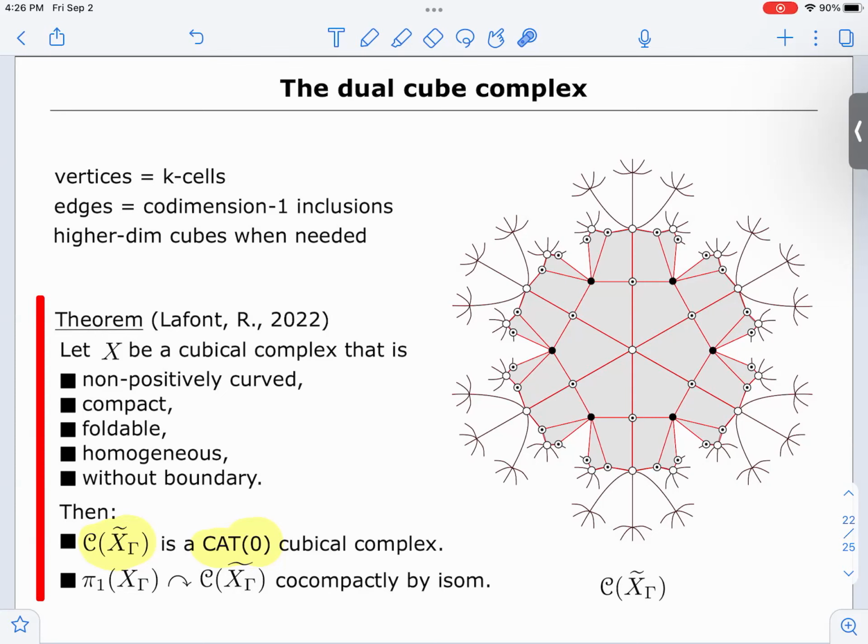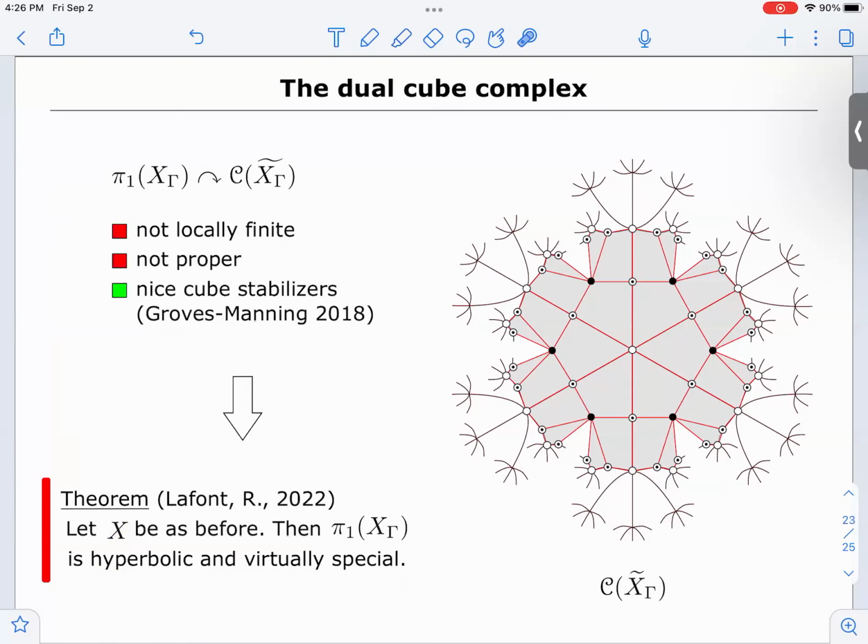That's pretty straightforward. One thing I should mention is that this cubical complex is kind of nasty from a certain point of view. It's not locally finite. All these black points have infinitely many edges coming in. For the same reason, the action is not proper. And again, these black points are the ones that cause trouble. The stabilizers for these points are not finite.